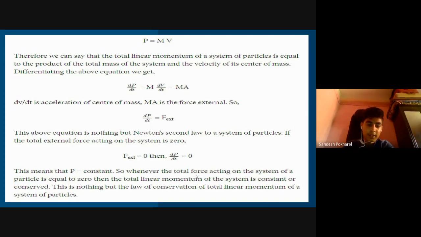If the total external force acting on the system is 0, F external equals 0, then dp upon dt equals 0. This means that p equals constant. So whenever the total force acting on a system of particles is equal to 0, then the total linear momentum of the system is constant or conserved. This is nothing but the law of conservation of total linear momentum of a system of particles.